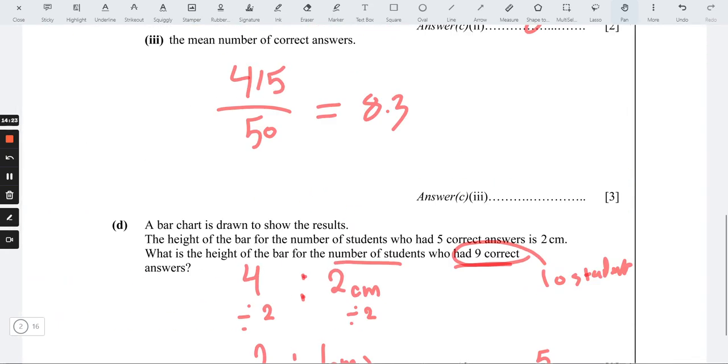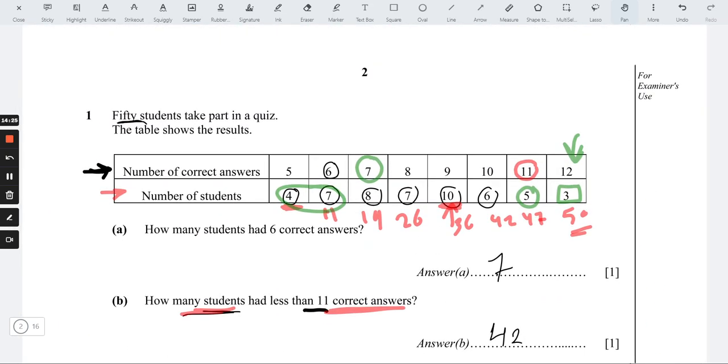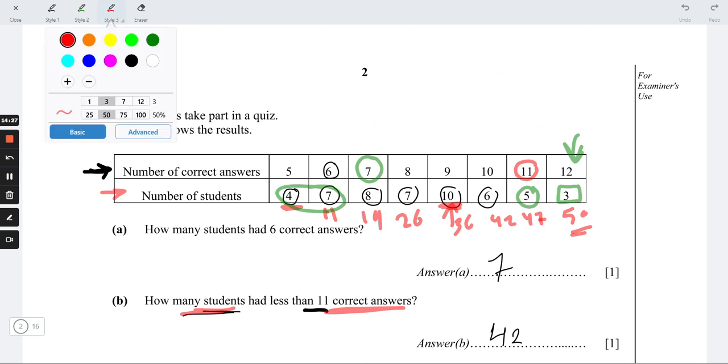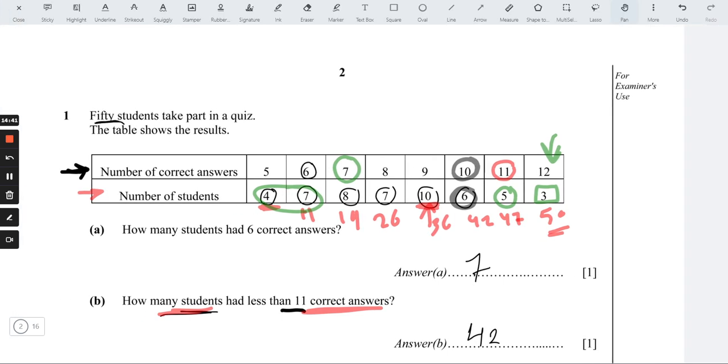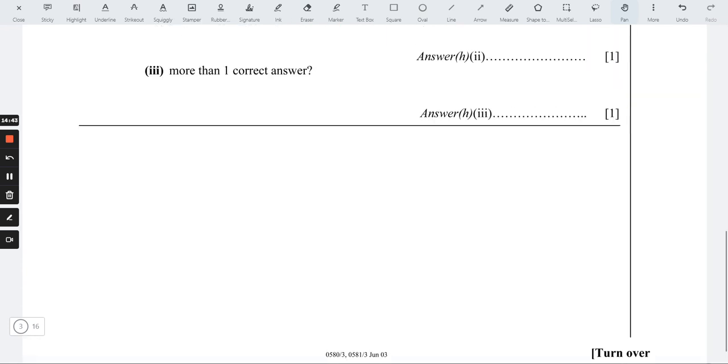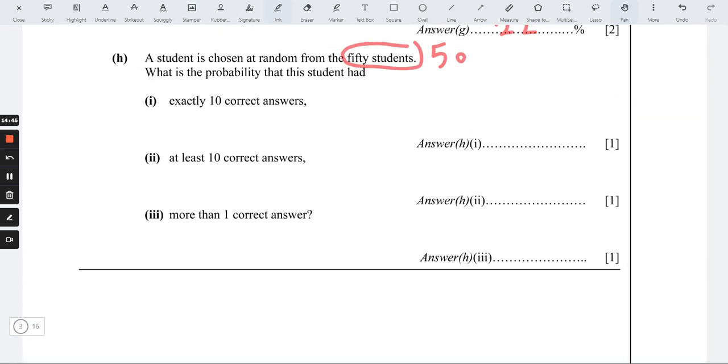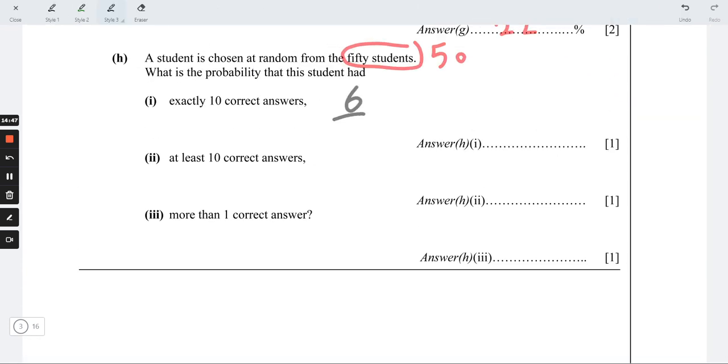Again, let's get back here. Exactly 10. The question is saying exactly 10 correct answers. For exactly 10 correct answers, we have 6 students. So we will choose 6 out of 50. So here we write 6 out of 50. You could write it as a decimal or as a fraction.